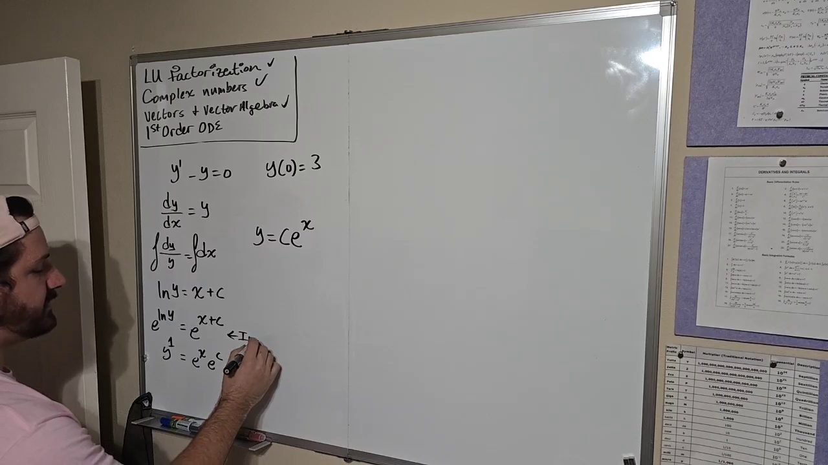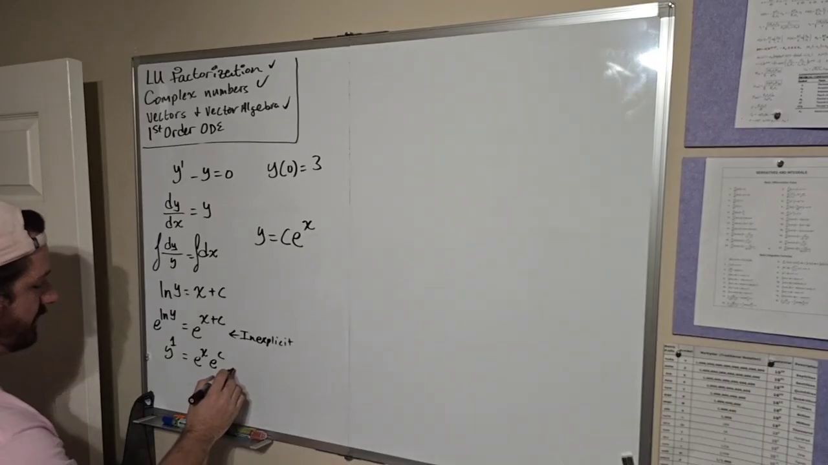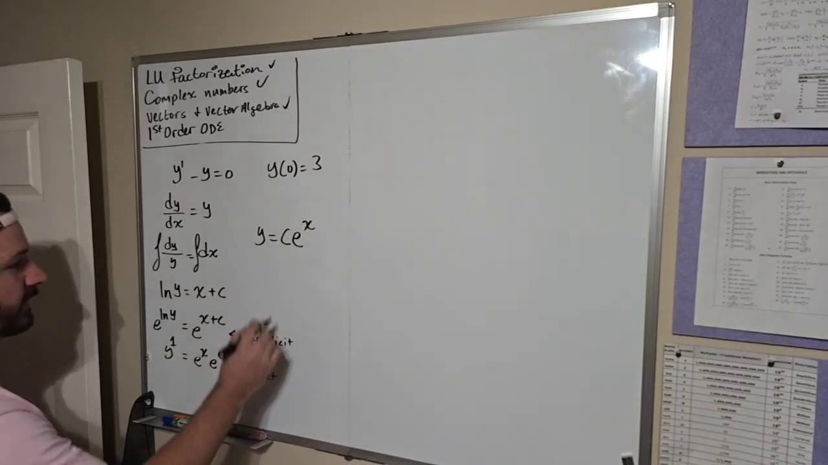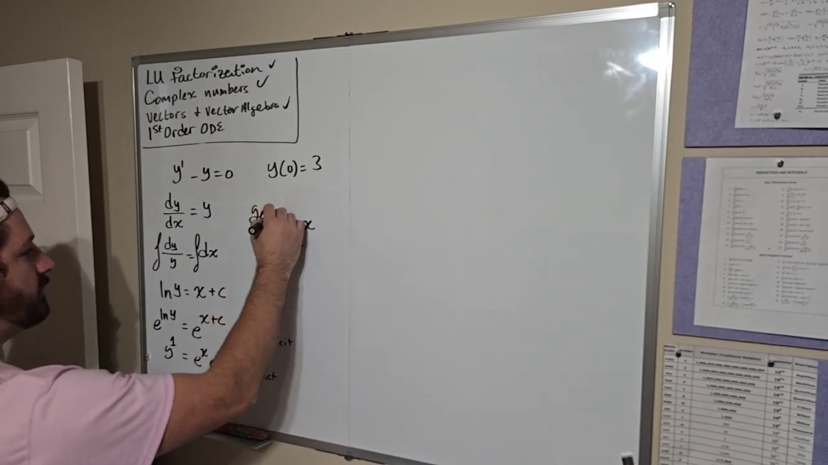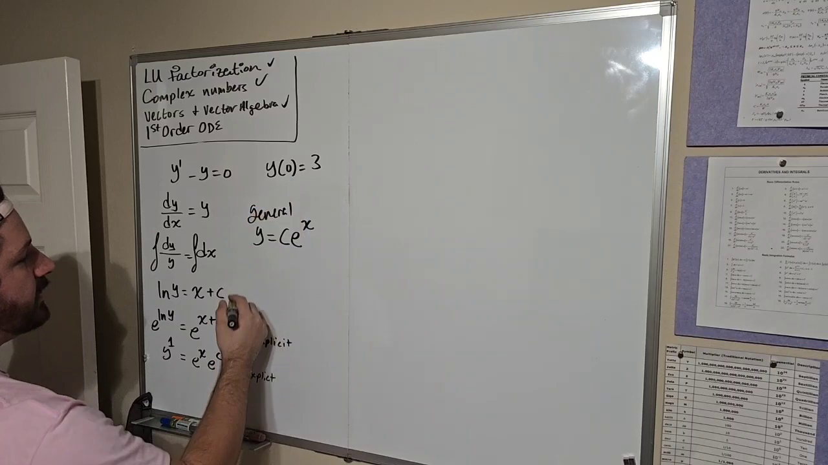I think it's called implicit. And then this is going to be our explicit form. And this is our general solution.